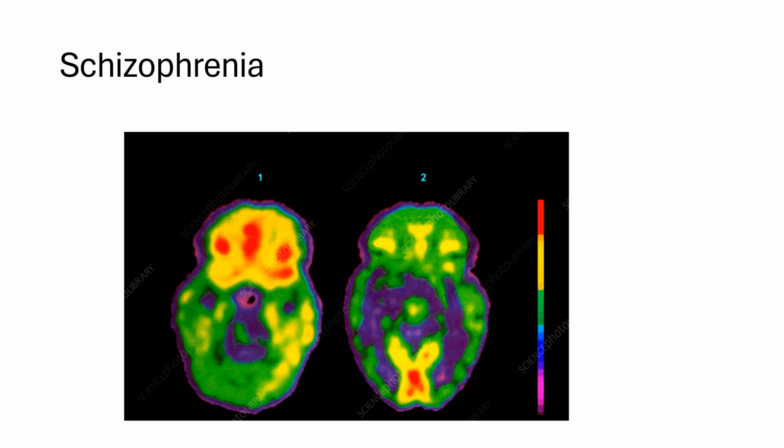This is another example of a schizophrenic brain. In patient 1, you see more increased uptake in the frontal lobe, and in patient 2, you see more increased uptake in the basal ganglia and the occipital lobe.